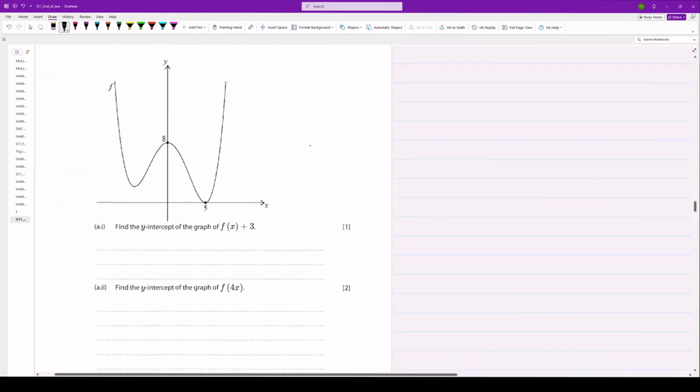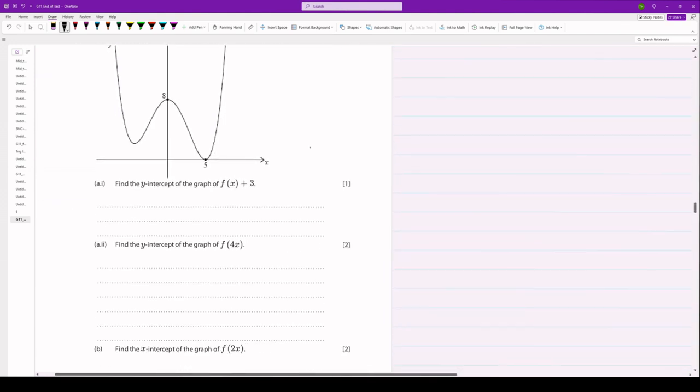Next up, okay, this is just testing, do you remember graph transformations? Well, if I do f of x plus 3, this goes up by 3, so the y-intercept becomes 8 plus 3, 11. The y-intercept of the graph 4x. The only thing I can, so remember when we did this in class, and if you don't remember doing this in class, go back over the notes, I guess.